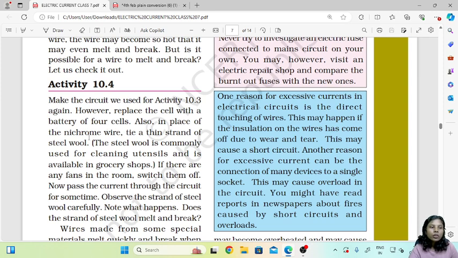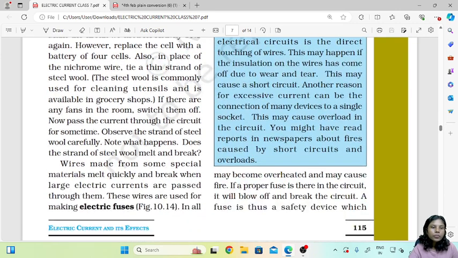Also, in place of a nichrome wire, tie a thin strand of steel wool. There we used a nichrome wire. Now we are going to use steel wool. The steel wool is commonly used for cleaning utensils, so it is easily available in our households. If there are any fans in the room, switch them off. Now pass the current through the circuit for some time. Observe the strand of steel wool carefully. Note what happens. The strand of steel wool melts and breaks.